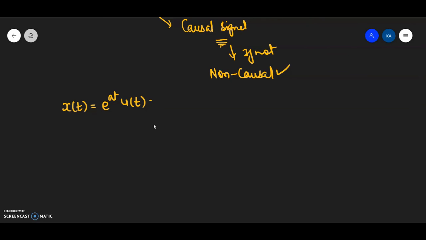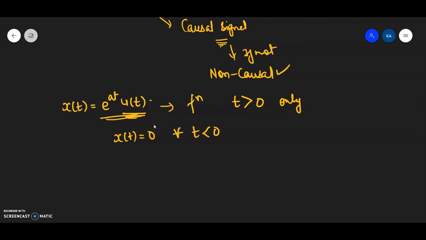Just by seeing the function, you can say that since u(t) is there, the function exists for t greater than 0 only. You will not get the value of this particular signal for t less than 0. That means I can definitely say that x(t) is equal to 0 for every t less than 0. And since x(t) is 0 for every t less than 0, indeed it is a causal signal. Just by proper inspection, you can decide whether a signal is causal or anti-causal.